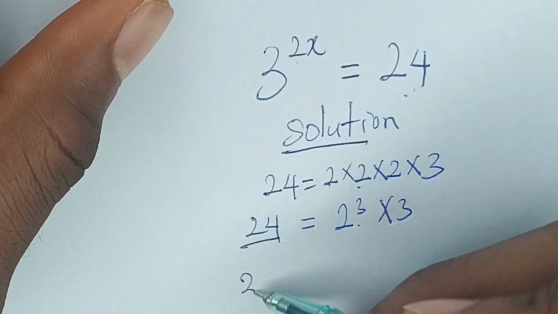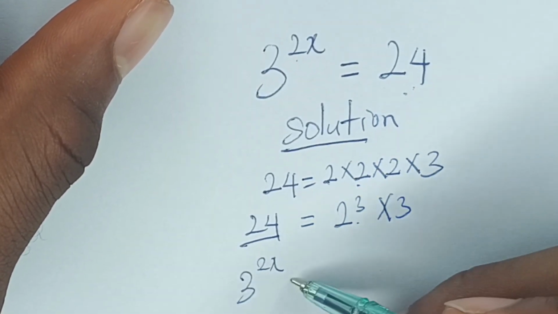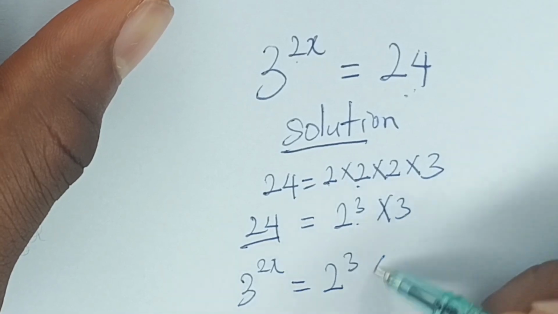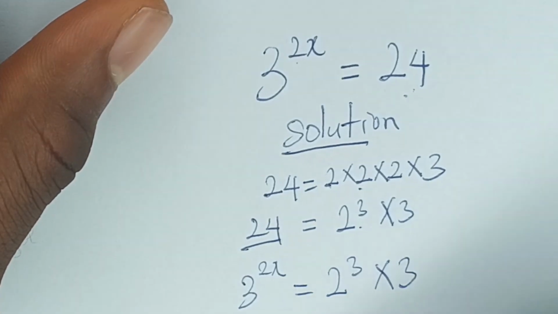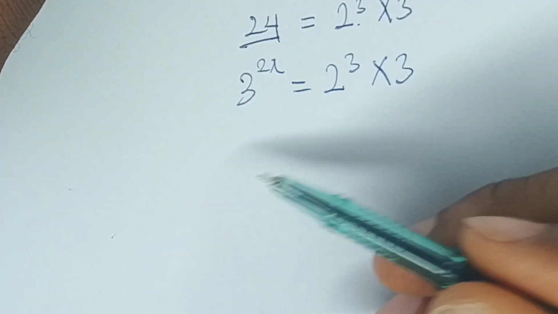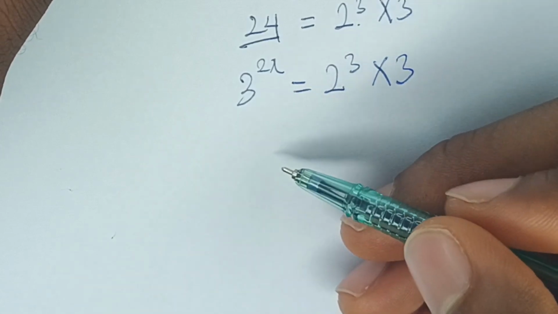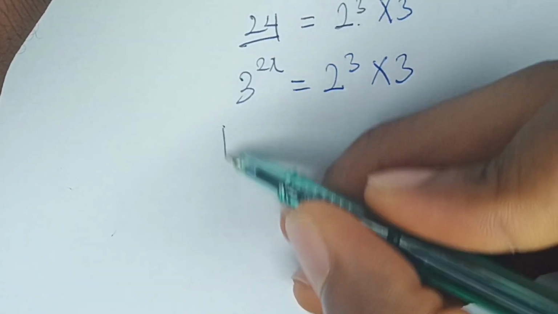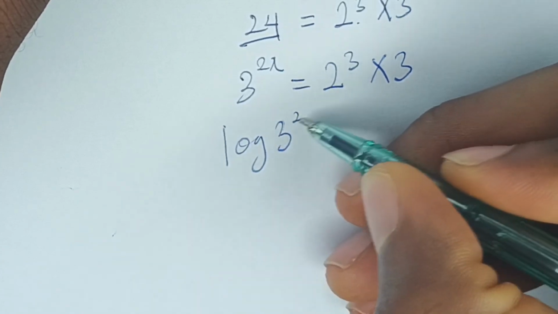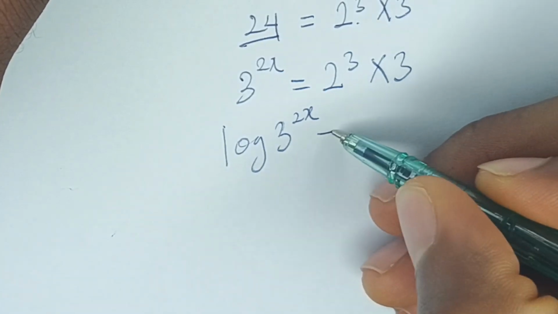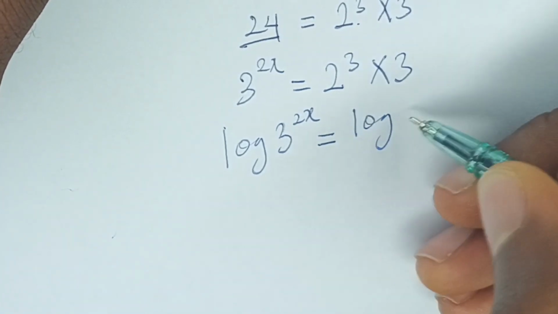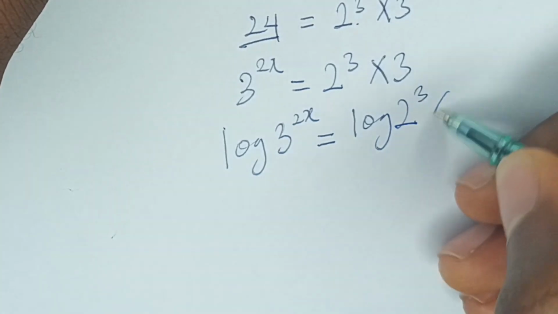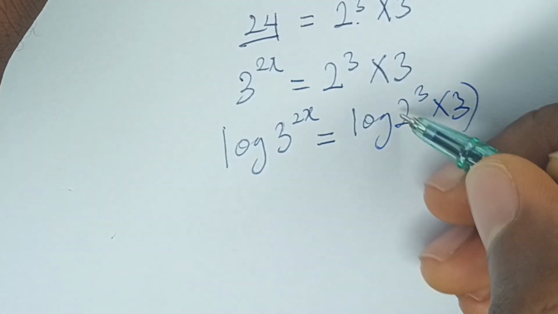So we have that 3 raised to the power 2x is equal to 2 raised to the power 3 multiplied by 3. Okay? Now, having this, we can decide to take the logarithm of both sides. So if we take the logarithm of 3 raised to the power 2x and we take the logarithm of 2 raised to the power 3 multiplied by 3, all in brackets like this.